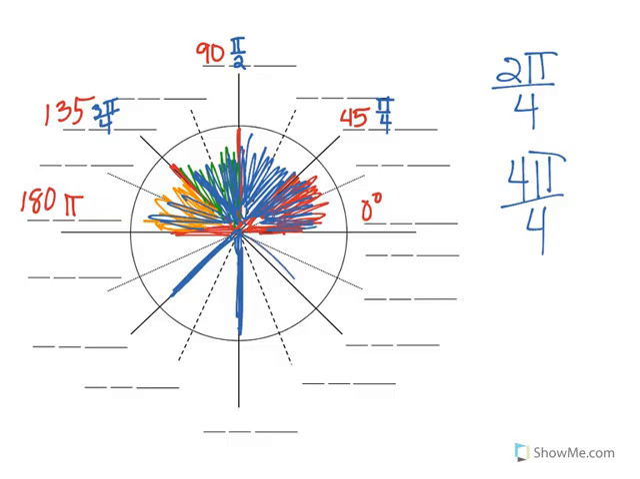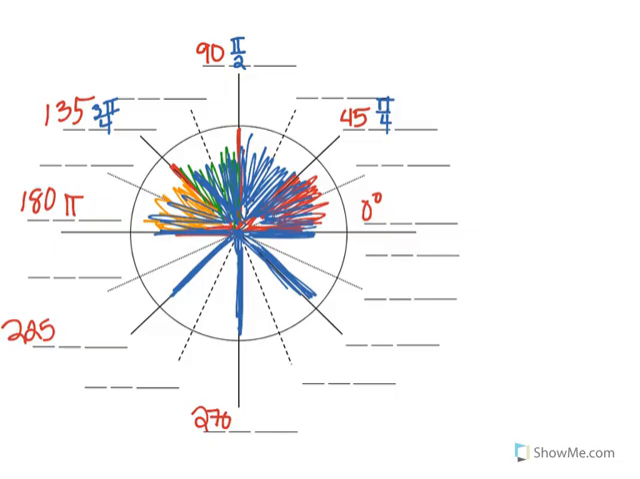I want you to pause the video and try to figure out what the remaining angles are going to be. So 180, what's my next one going to be? My next one should be 180 plus 45 degrees, and I would get 225. Plus another 45 degrees, and I would get 270. Plus another 45, and I would get 315.